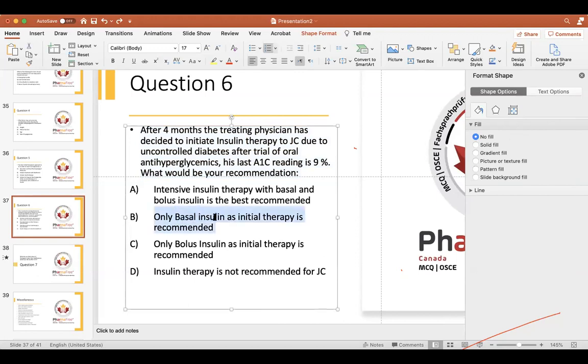Do you know how to adjust the dose or titrate the insulin dose? We start with 5 to 10 IU, then increase 2 to 3 units until we reach fasting blood glucose 7. Every how many days? Every 2 to 3 days. Yes, correct. This is correct.